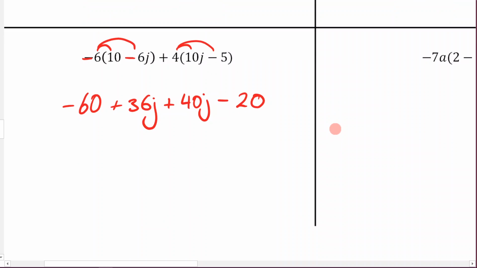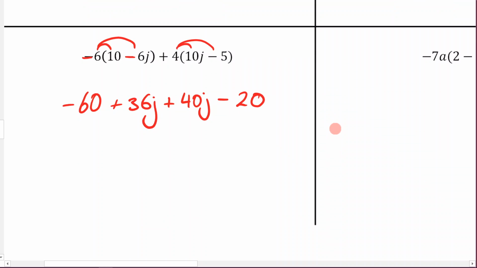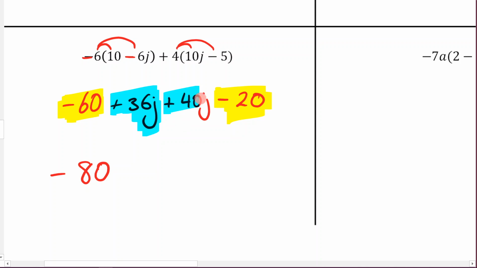So that means what I'm going to end up with here is, let me get my highlighter out just to make sure that we're all on the same page. I have negative 60 and negative 20. When I add those together, I'm going to get negative 80. And then I also have plus 3j plus 40j. And when I add those together, I'm going to end up with plus 76j. So that is going to be my answer there.